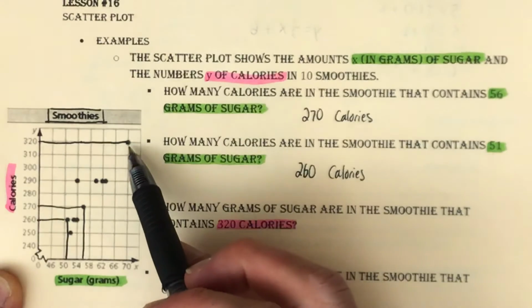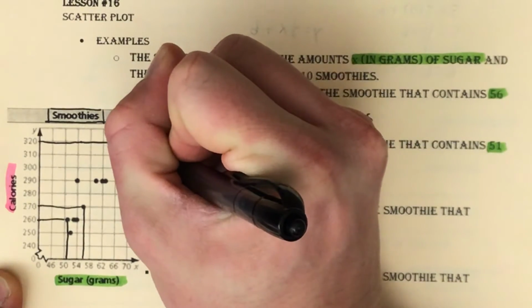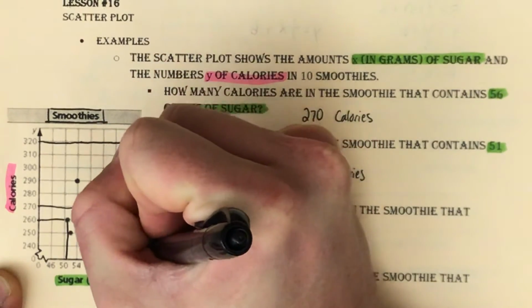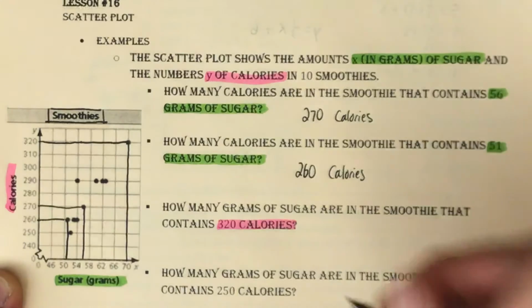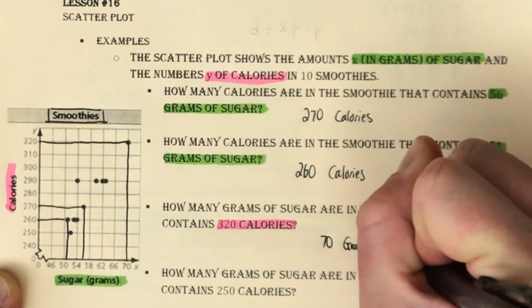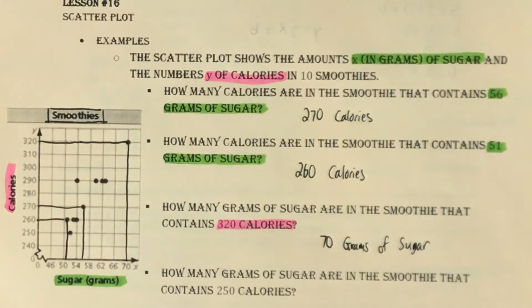So that's the dot, that's the smoothie. So then I need to draw down or go down with my eyes till I see how many grams of sugar it has. And I see that it has 70 grams of sugar. Very good. Well, I'd encourage you to try this fourth question by yourself. It's very similar to the one we just did, and then check your answer with mine.